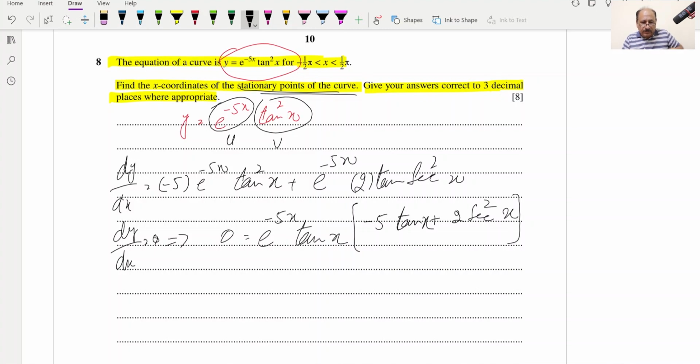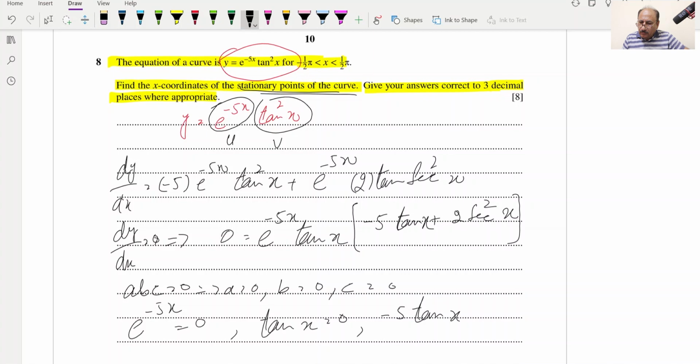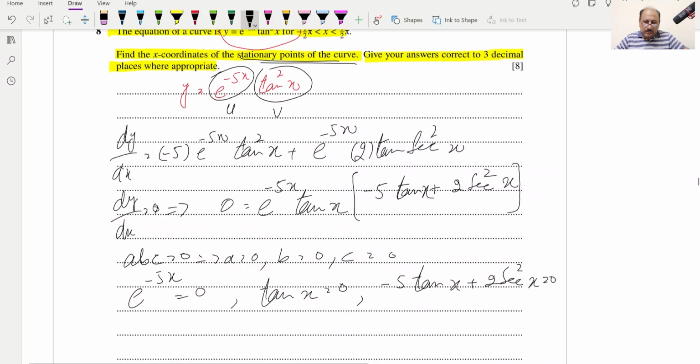So now this one, this implies what? This is our a, this is b, this is c. So a multiplication like a b c is equal to 0, this implies a is equal to 0 or b is equal to 0 or c is equal to 0. So we will be writing this one, e raised to minus 5x is equal to 0, or tan x will be equal to 0, or next we can write minus 5 tan x plus 2 secant square x is equal to 0. These are the three options possible.